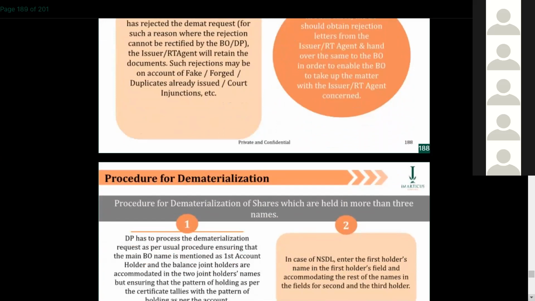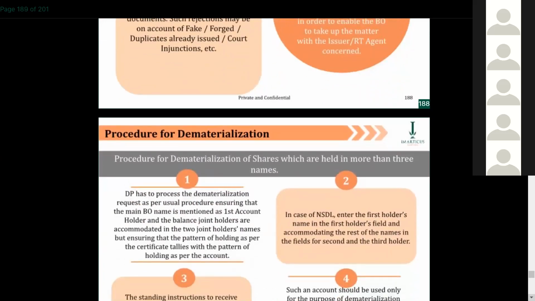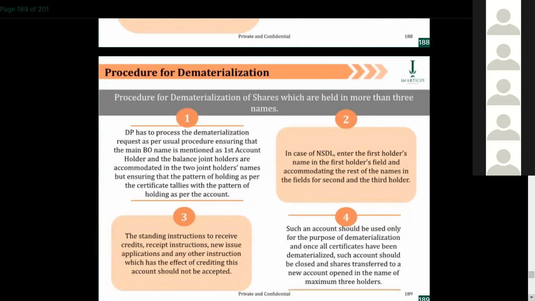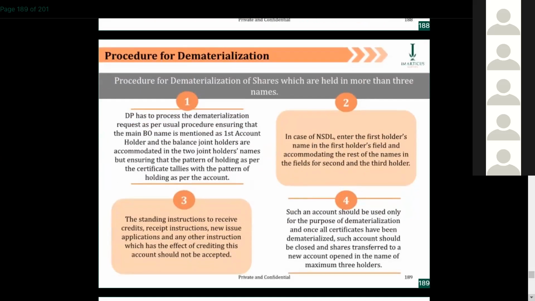Now, what happens? We have seen the maximum holders in a DMAT account can be 3. Now, what happens when the shares are held in more than 3 names? So, in that case, we will have to see what is the holding in the DMAT account, and you will retain 2 holders, ensuring that the pattern of holding as per the certificate tallies with the pattern of holding as per the account. If it doesn't tally, then what can we do?